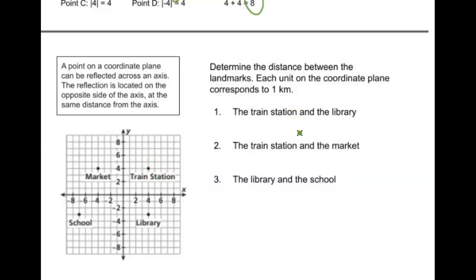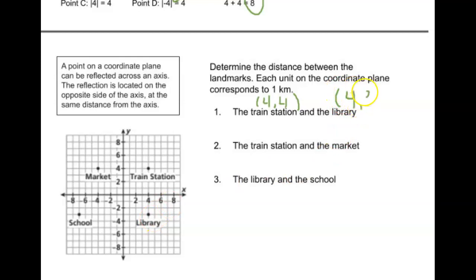The train station and the library. So let's figure out the train station and the library. Train station is right here. So to get to the train station, I ran to 4, I jumped to 4. I'm just going to put that right above it so I know my ordered pair. And then the library, I ran to 4 and I fell to -3.